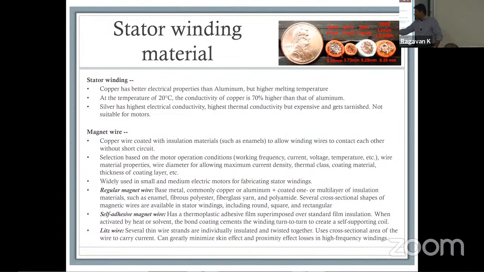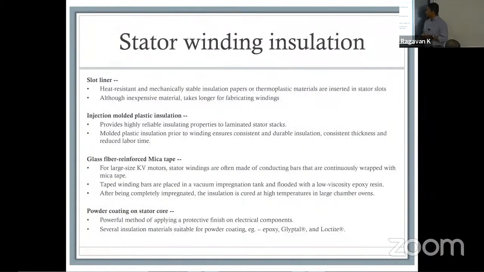The self-adhesive wire basically is a thermoplastic adhesive with superimposed standard film insulation. And Litz wire, which, like I said, a lot of people are looking at very carefully, is because it has multiple strands. They're much thinner. They're capable of withstanding or basically not having to deal with too many eddy current problems, and they're twisted together. So that also allows you to have a lot less interference between the windings.